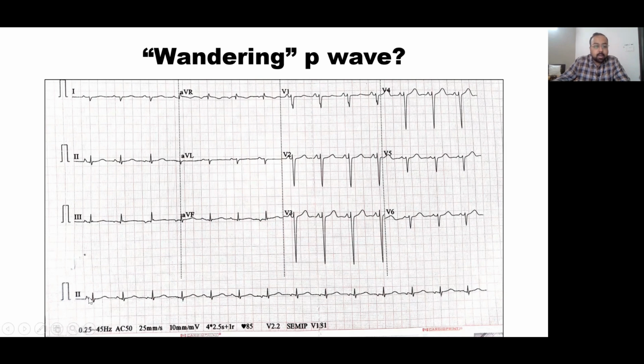P wave has got a certain morphology. The second P wave looks slightly different. The third one again looks different from the first two. The fourth one is more flat. The fifth one is more wide. So there are many morphologies of P waves here. So there are more than 3 P wave morphologies.